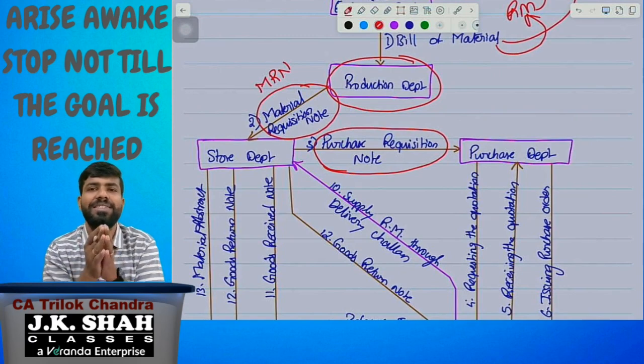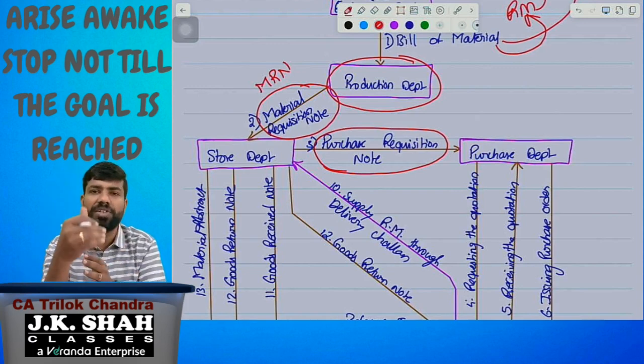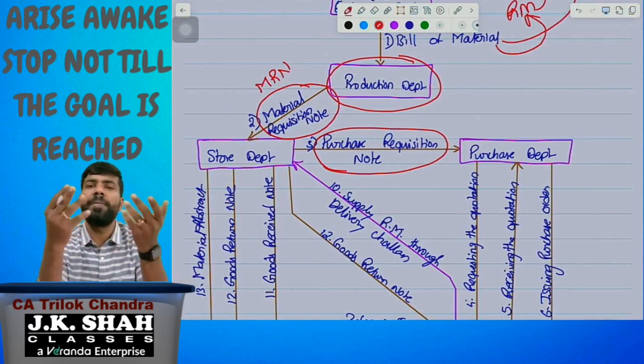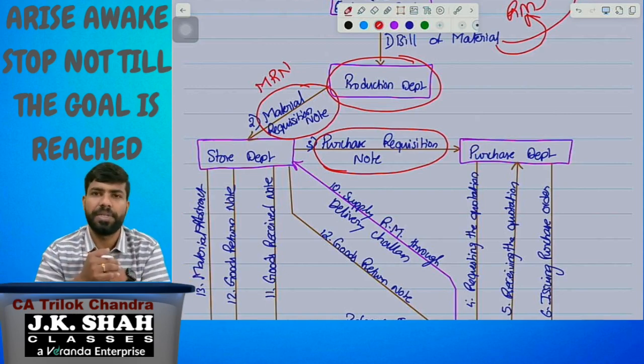I hope you are understanding the sequence. So first, the bill of material has been issued to the production department. Now the production manager requested the raw material through the material requisition note. Now the storekeeper, if the raw material is available, will supply the raw material. If the raw material is not available, then he will issue the purchase requisition note to the purchase department.